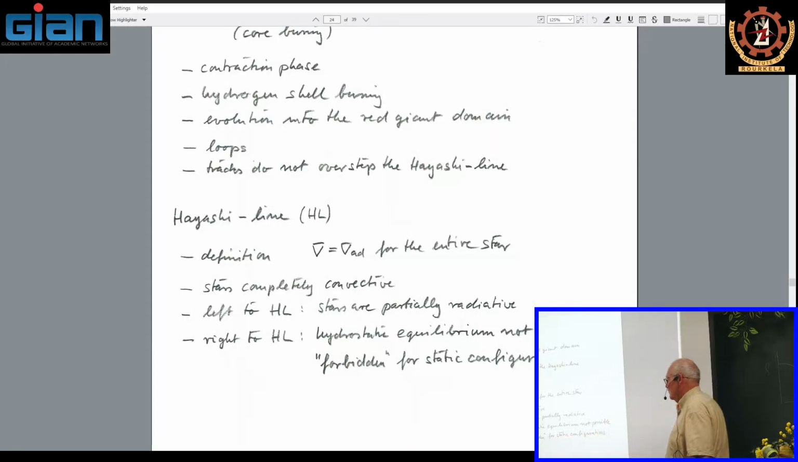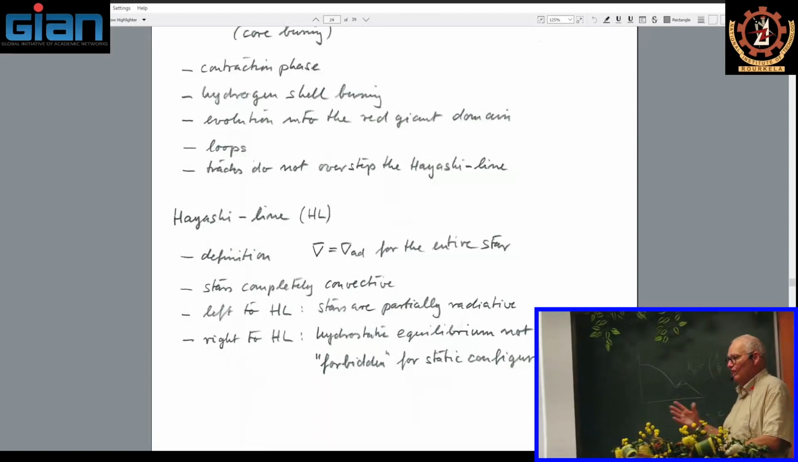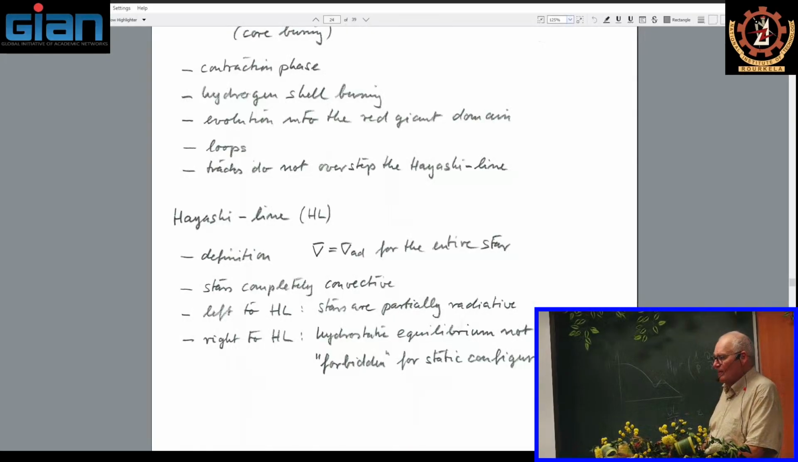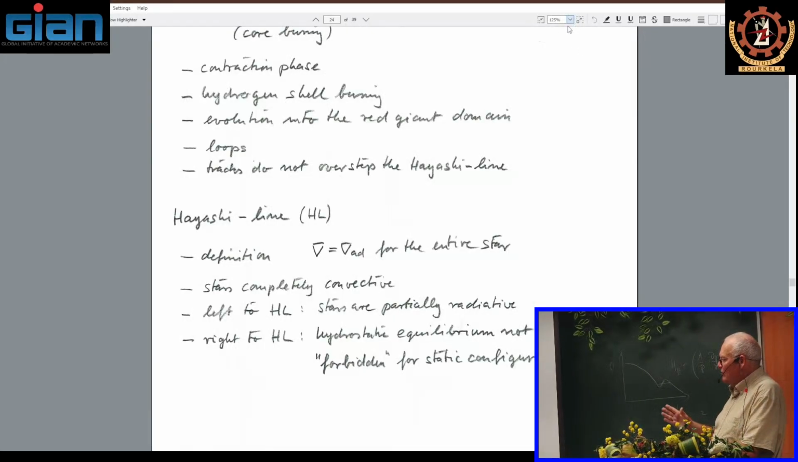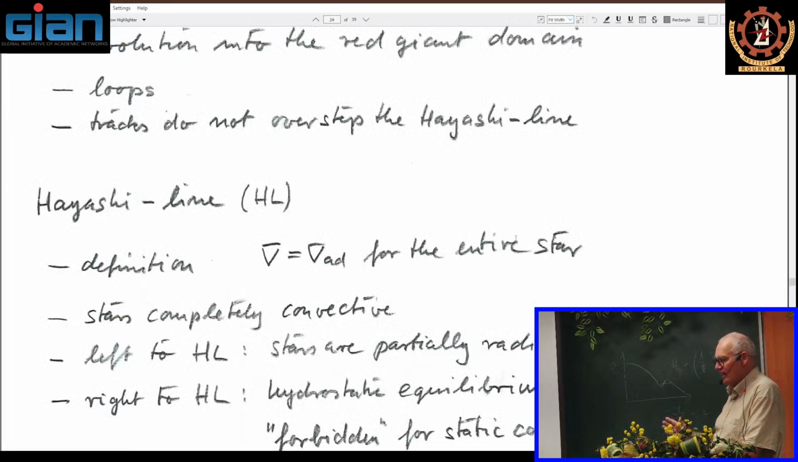This part of the Hertzsprung-Russell diagram is forbidden for evolutionary tracks. So to say, if you would go to the right-hand side of the Hayashi line, then we would have extremely strong convection. This convection then operates on the dynamical timescale and pushes the star back to the Hayashi line. This is a boundary for evolutionary tracks.